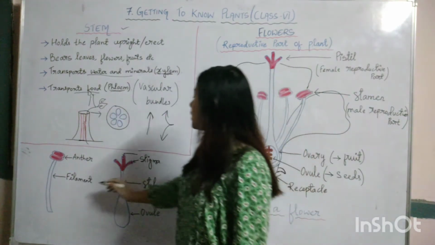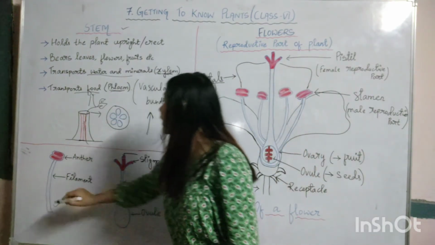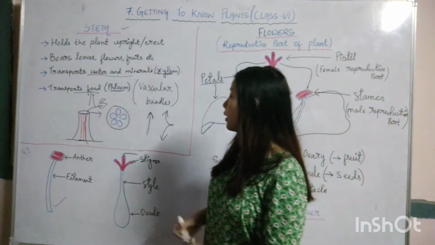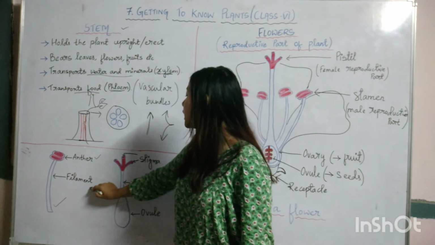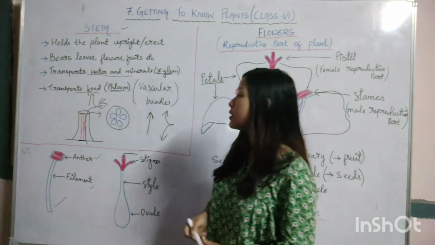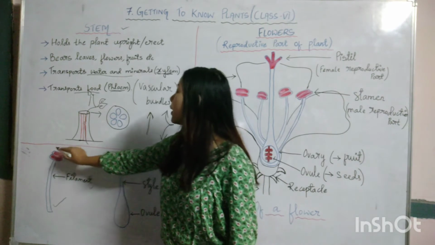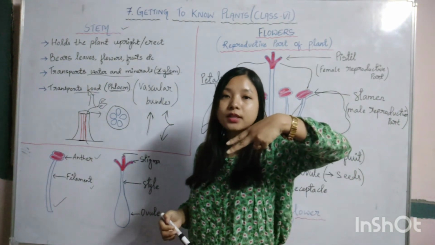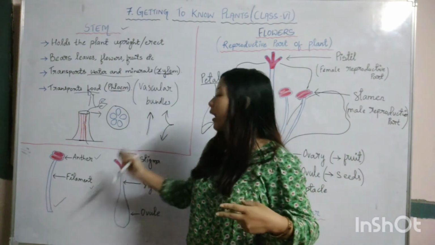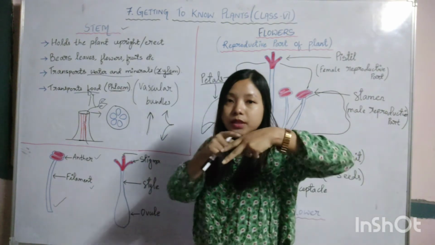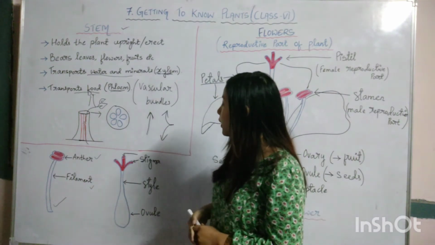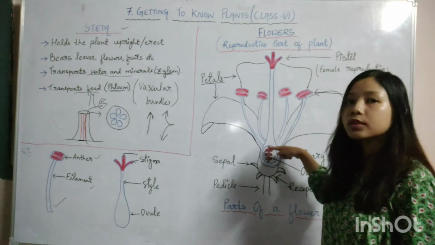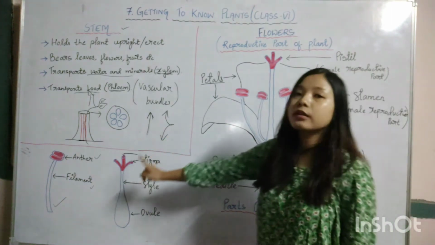Here you can see the stamen, and the stamen itself comprises two parts: anther and filament. The anther is the upper part. In the upper part you will see blob-like structures. Two lobes are present there. Most anthers will be bilobed, that means two lobes will be there, and these lobes are connected to the flower through the filament.